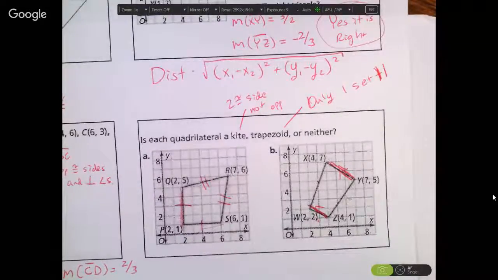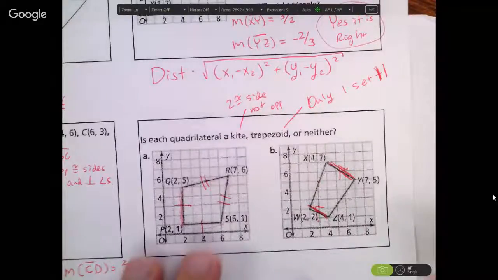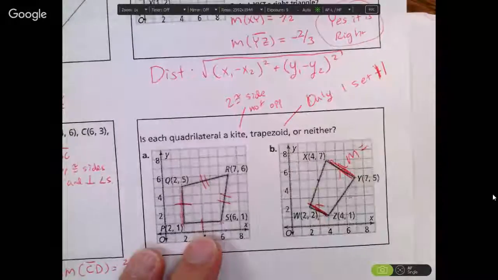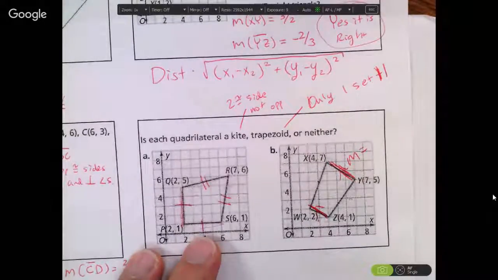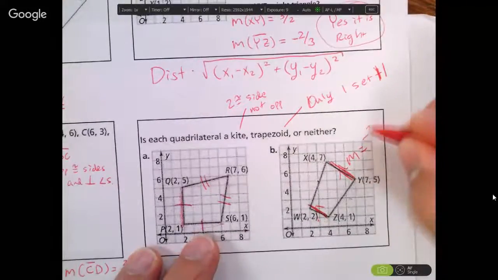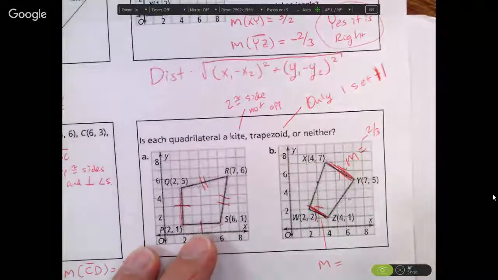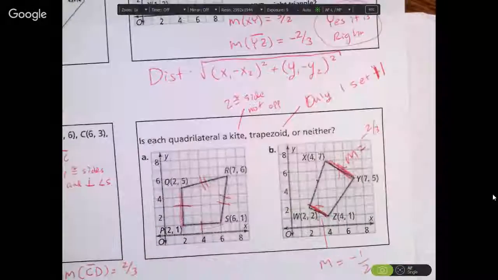Isn't the slope negative 2/3? The top one is negative 2/3. The bottom one, so this slope is what? 1/3. It looks like it is parallel though. Surely it looks like it is, right? So we have to be careful. Okay, so it is not a trapezoid because that is not parallel.